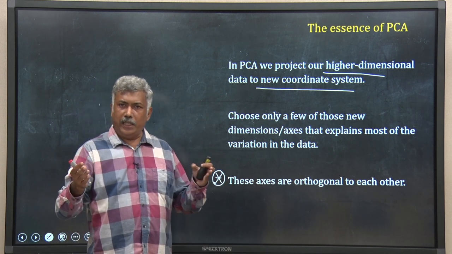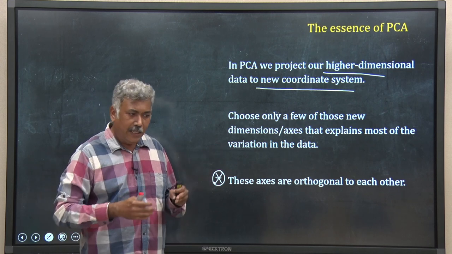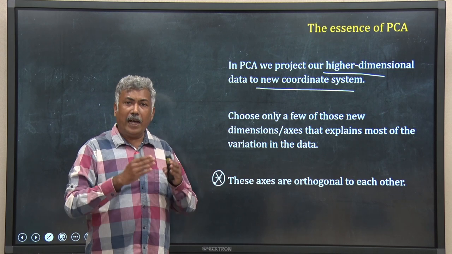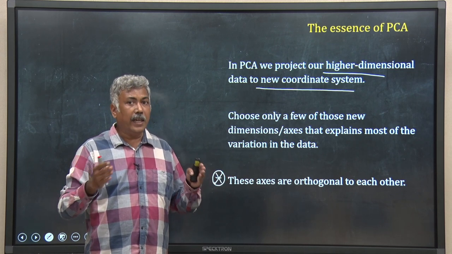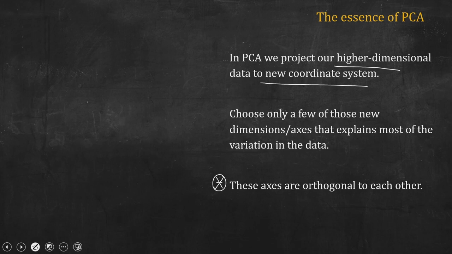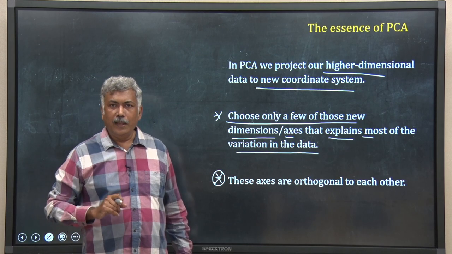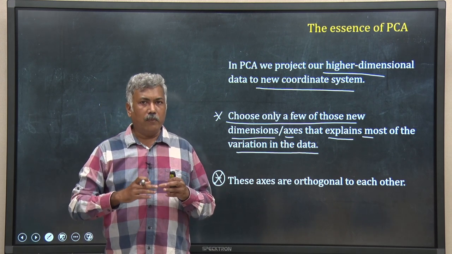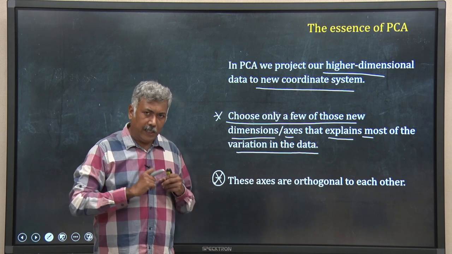So, if I have d-dimensional data, five-dimensional data, six-dimensional data like that, then I can create d new dimensions. Now, obviously, I will not choose all those d dimensions. Rather, I will pick a few of those new dimensions which can capture most of the variation in the data. As I have written here, choose only a few of those new dimensions or axes that explain most of the variation in the data. That is the whole goal of principal component analysis. This is how we reduce the dimension of a data set.